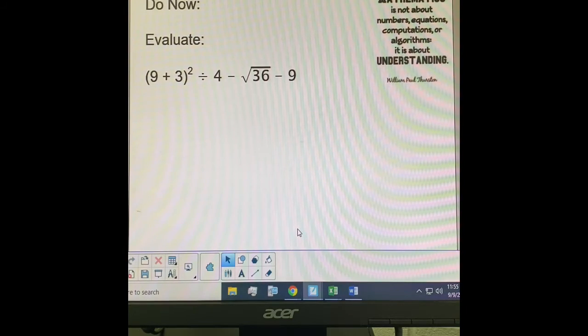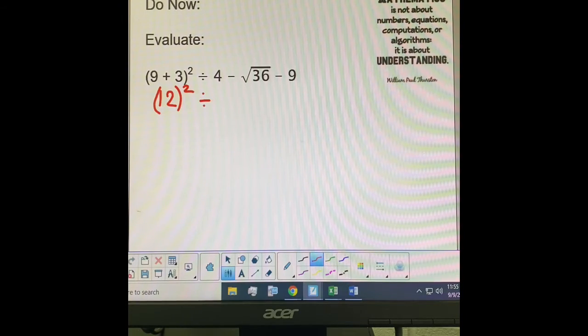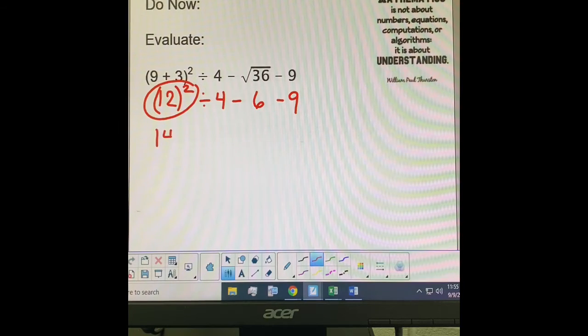Hi everybody, today we're working on lesson 7, solving equations that have more than one step. Please work on this do now, which is evaluating the expression using order of operations, or PEMDAS. Remember to do parentheses first.